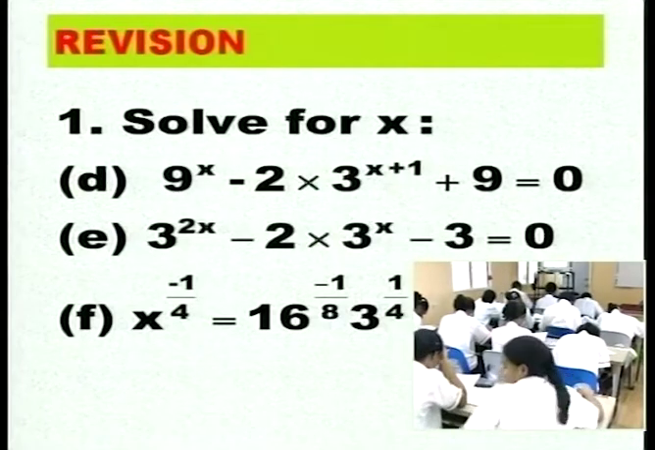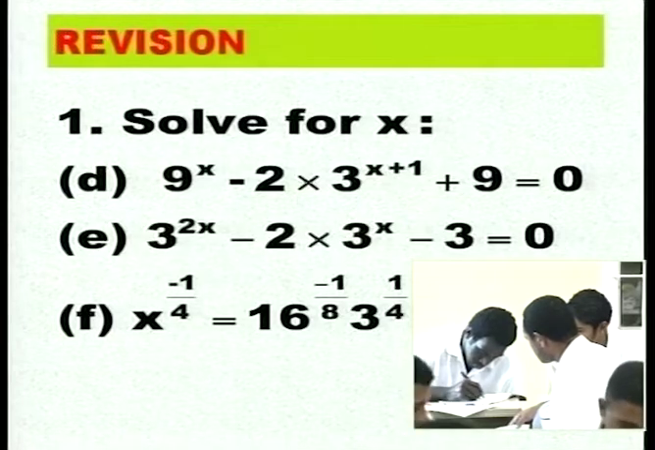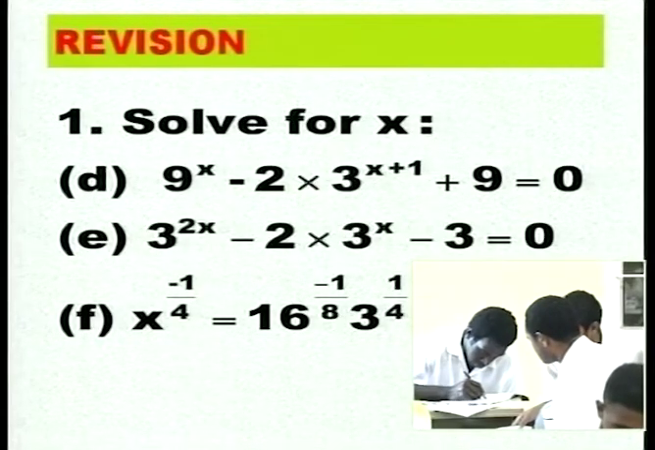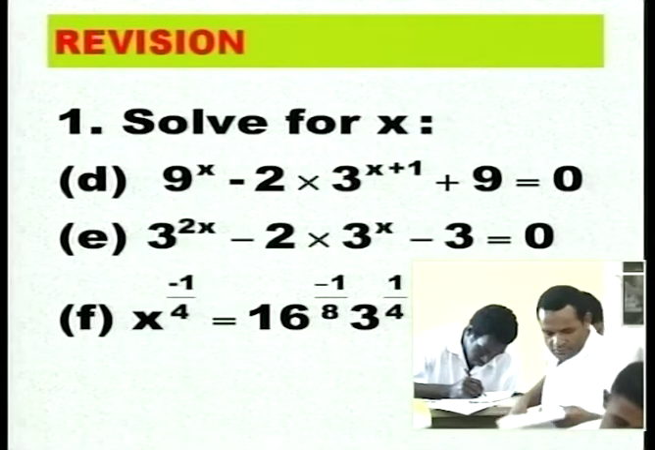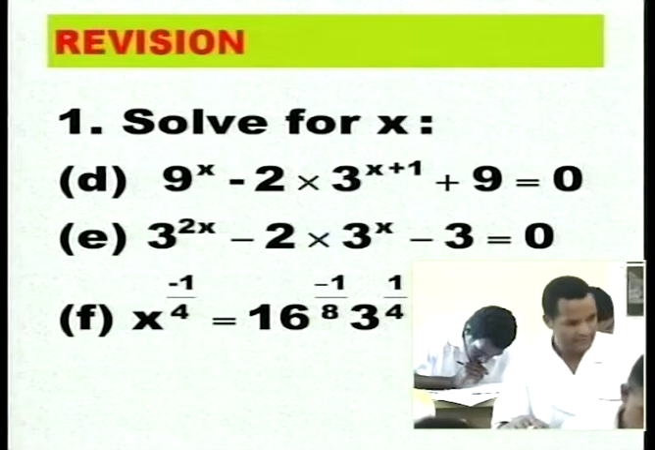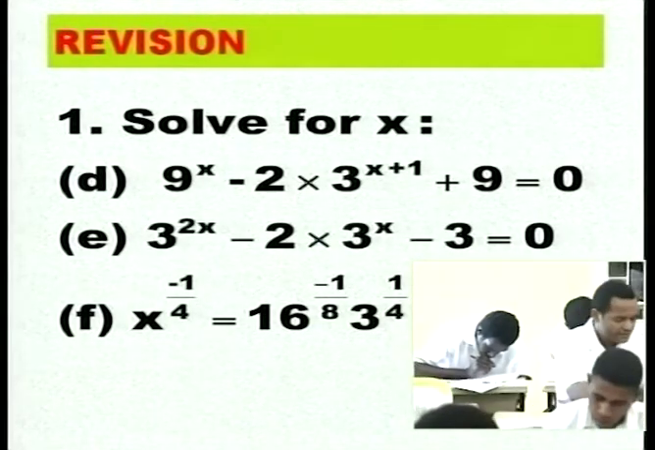And then you say, okay, this is now u squared because 3 to the power of x is u, minus this is 3 times 2, that's 6u, plus 9 equals 0. Now this is a quadratic equation, then when you solve, you will make u is 3x. So if u is 2, then 3x equals 2. Then you solve this one.